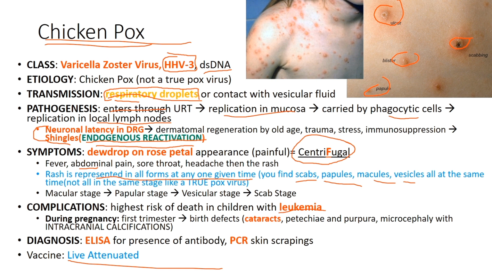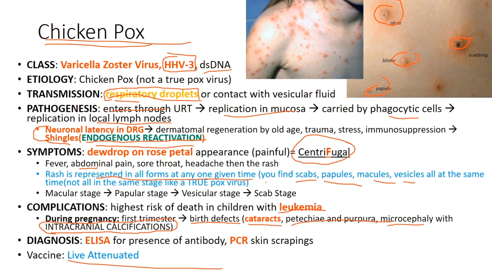So complications, leukemias can come from this. It is actually a high risk of death with this in children, so definitely be watching out for that. Also pregnancy, so this is one of our TORCH infections. It actually is one of the most severe TORCH infections. It causes a lot of birth defects like cataracts, which we saw in rubella as well, petechiae and purpura, microcephaly, and intracranial calcifications. Let me say that one more time. Intracranial calcifications. So this is calcifications actually in brain tissue.